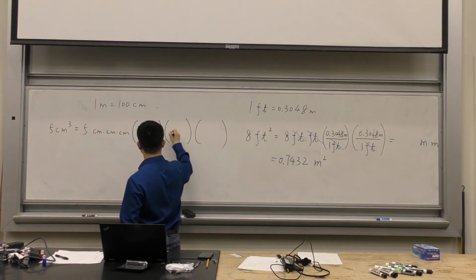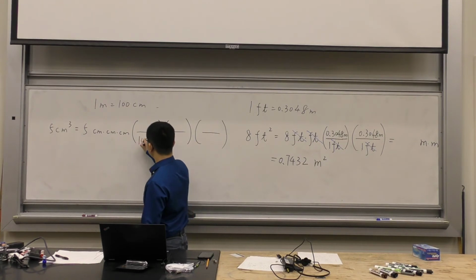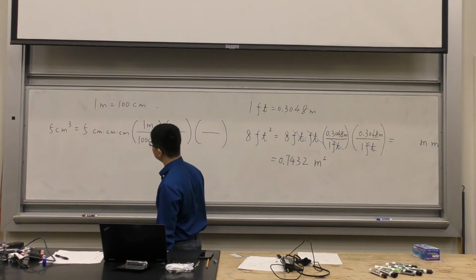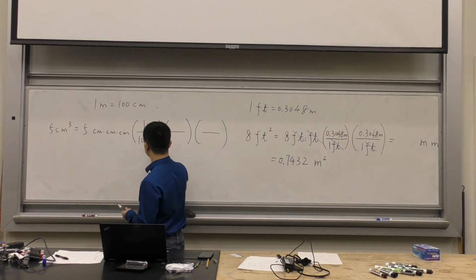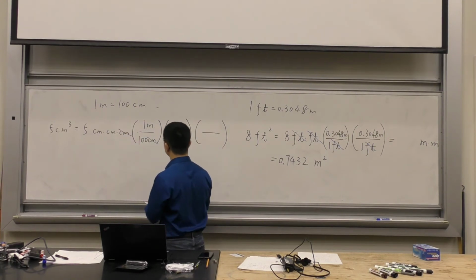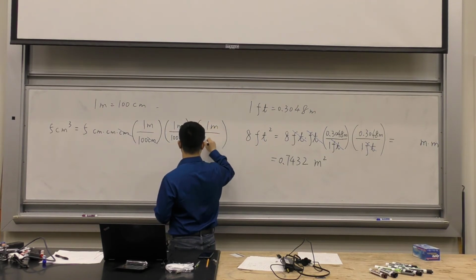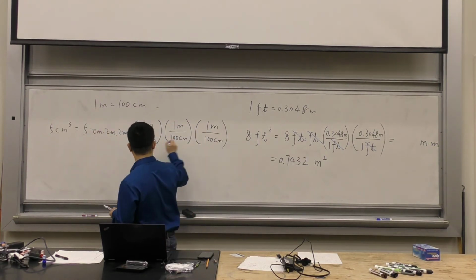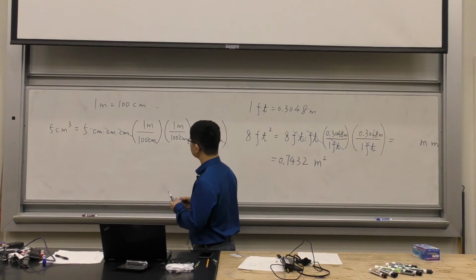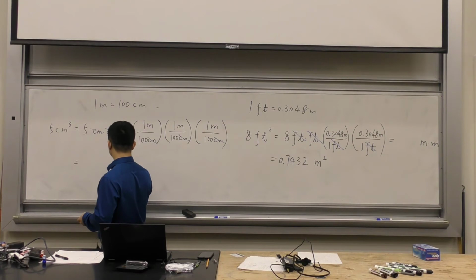All right, so you write these 3 fractions. Which one goes to the top, which one goes to the bottom? I need to cancel centimeters. I will put centimeters down here and 1 meter as the numerator. So this is going to cancel 1 of these centimeters for me. And then you do the same thing for the other 2, exactly the same fraction. Then you're going to cancel all these centimeters. You will get meters times meters times meters at the end, which is cubic meters. That's what we want at the end.